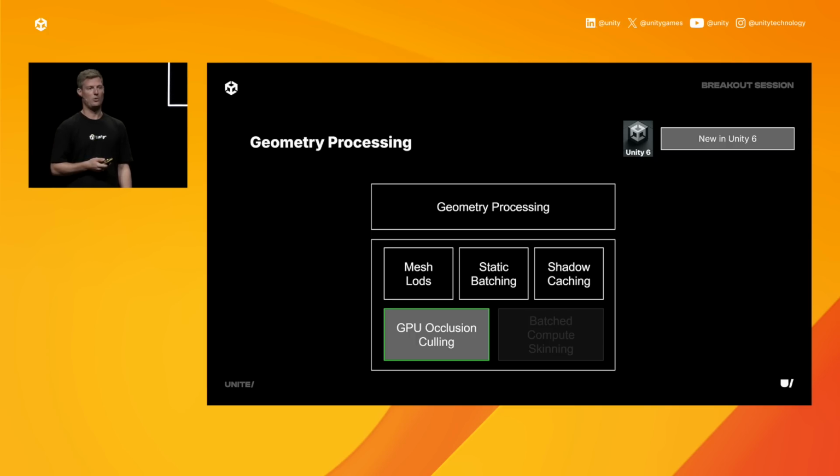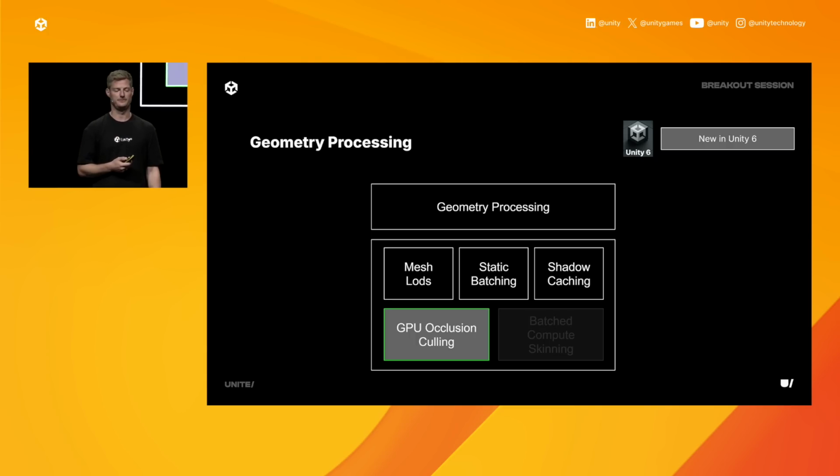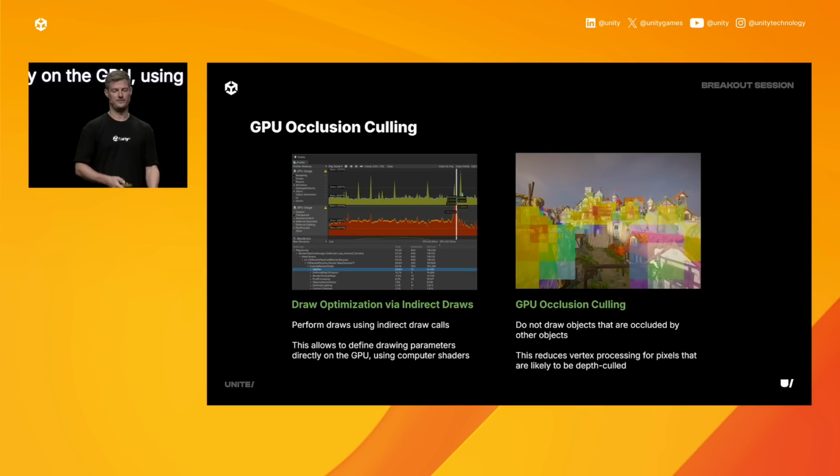Now let's talk about more mechanisms to improve the geometry processing, like GPU occlusion culling. One of the key ways we optimize draw calls is through indirect draw calls. These allow the GPU to handle the draw parameters directly, using compute shaders to define which objects are to be drawn without needing CPU intervention. That makes it faster and more efficient to manage a large number of objects in a scene.